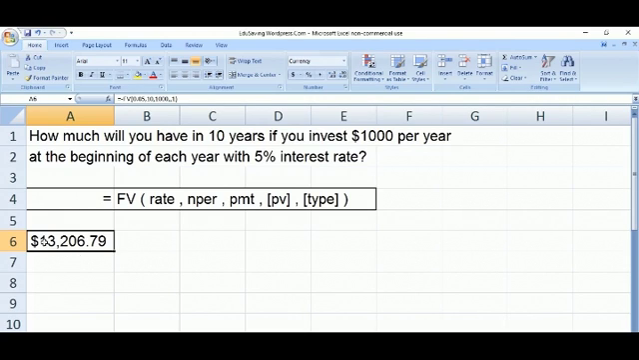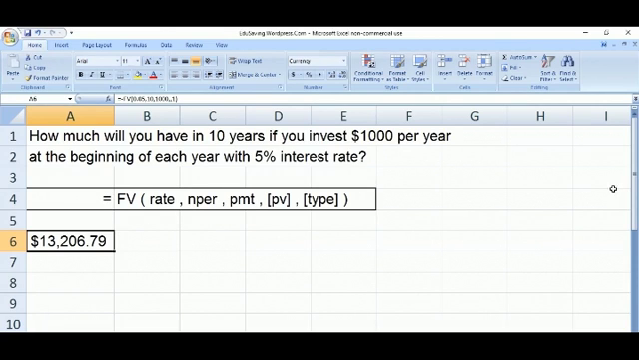Now, if it was not an annuity due, change the type to 0. Enter, and watch how the figure changes. You can see it goes down significantly to 12,577.89 cents. You can make a lot more money if you deposit at the beginning of the year because you get the extra year for compounding interest. So that is how you can calculate using the future value function.